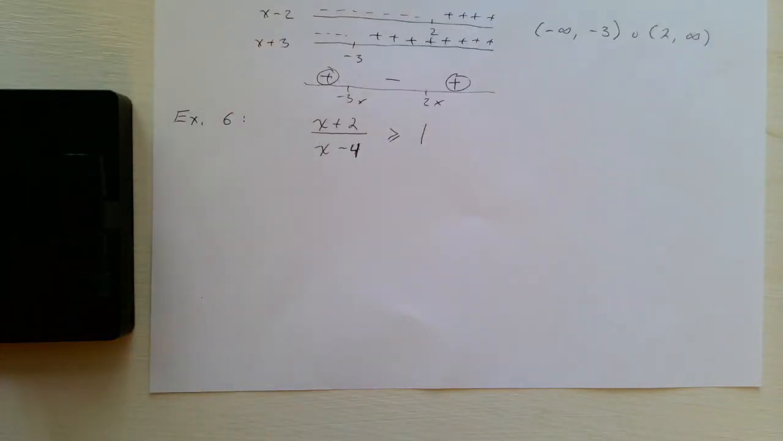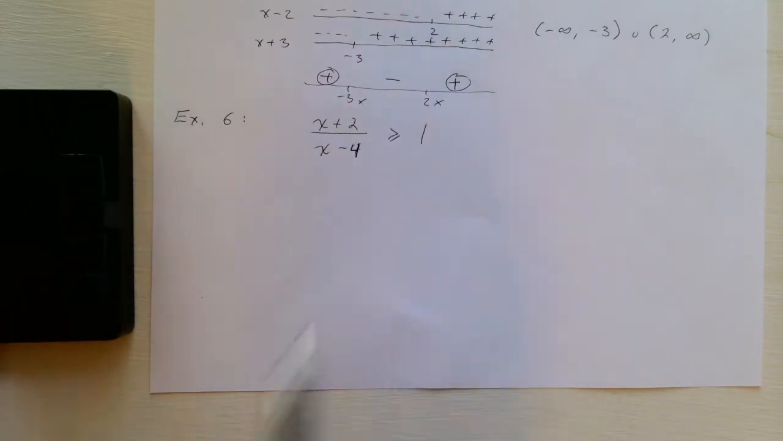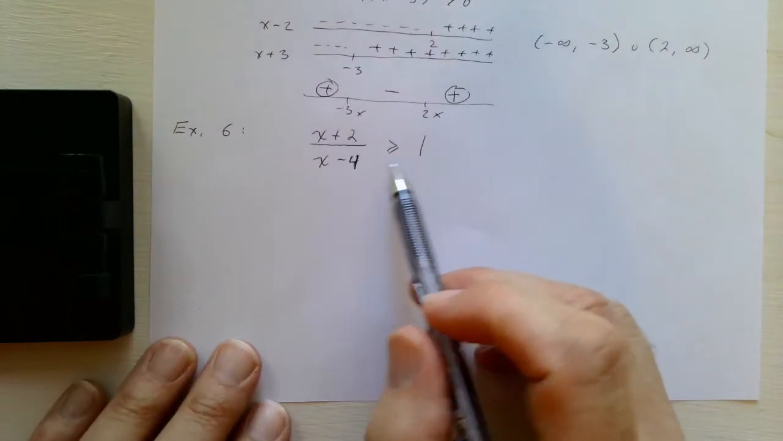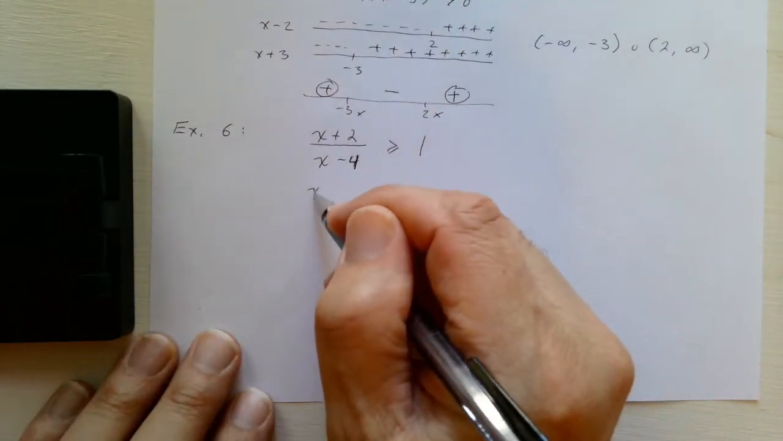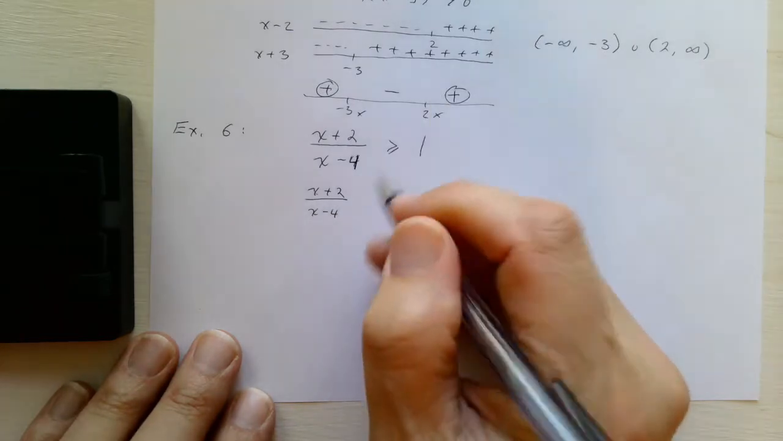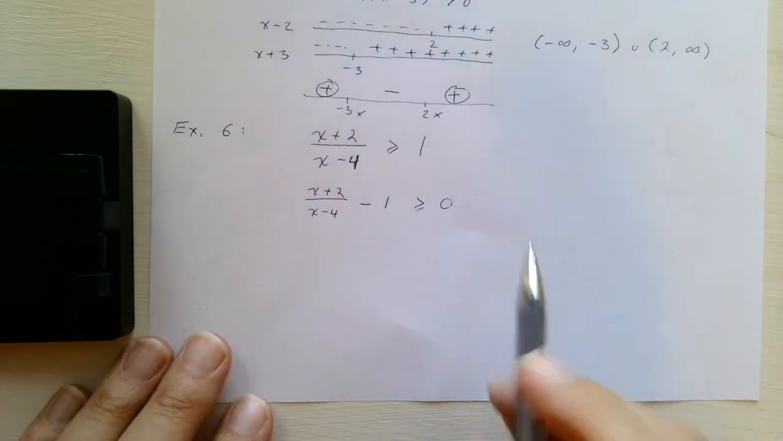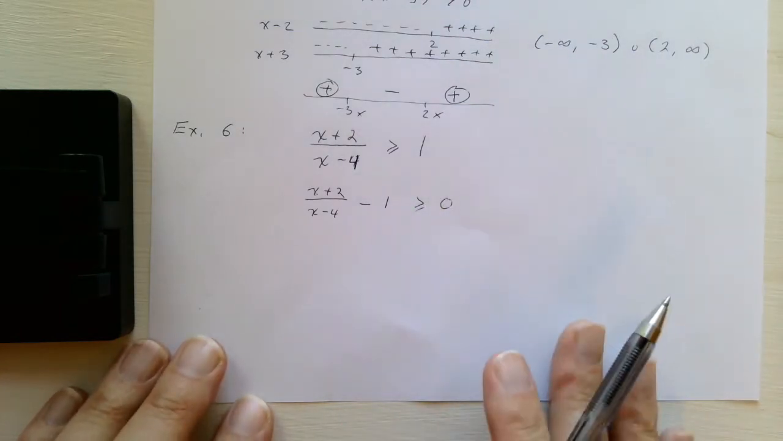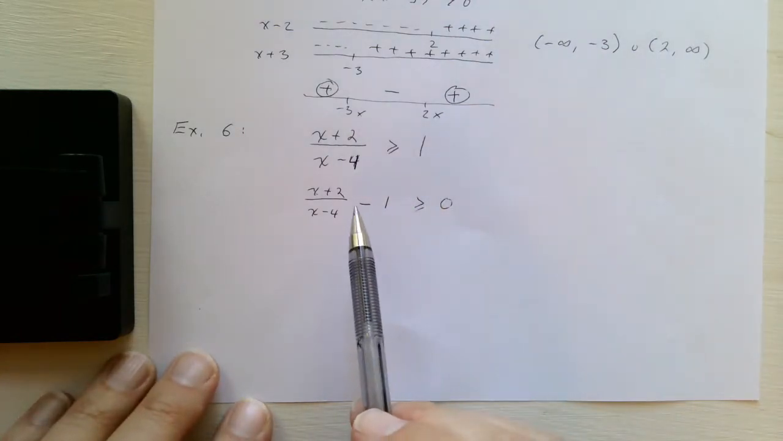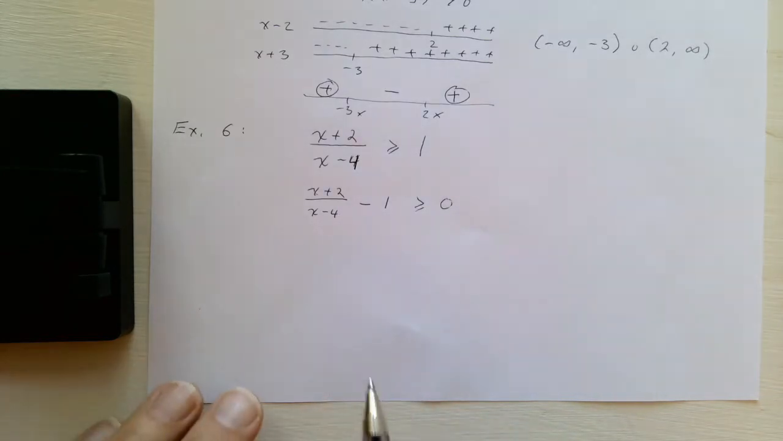Okay, moving on to example 6. You'll see we have a rational inequality here. Probably easiest if we subtract 1 from both sides. Okay, we do that, we get this. Now, before we can start factoring, we want to combine this into one single fraction.